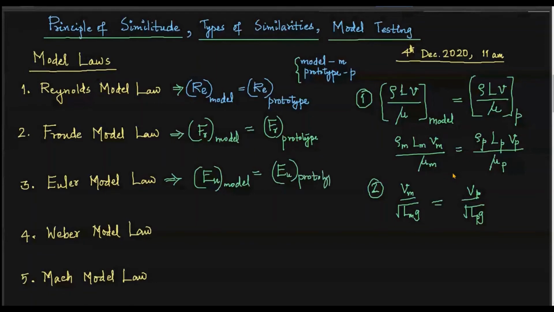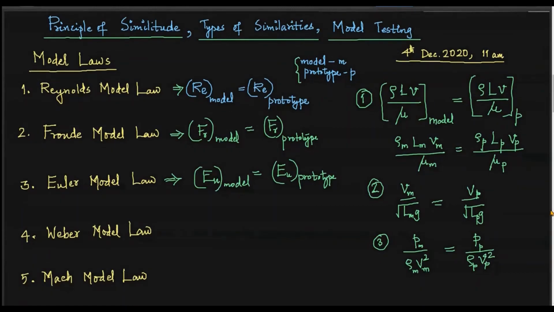In order to apply that, you should know what the Euler number is. The Euler number is actually P by rho V square. So the pressure acting on the model, rho m the density of the fluid involved in the model, then the velocity of the model squared, is equal to the pressure of the prototype, density of the fluid involved in the prototype, then the velocity of the prototype squared. So this is about Euler's model law.